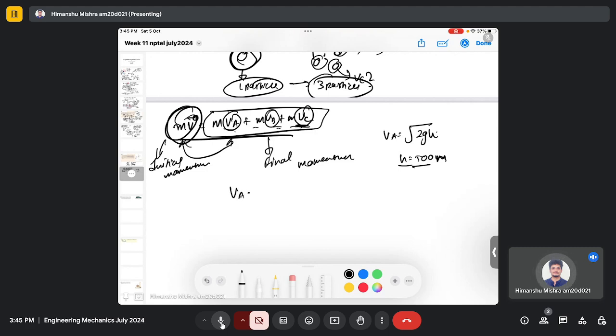So my VA will be root of 2 multiplied by 9.81 multiplied by 500, and I will get VA as 99 meter per second.